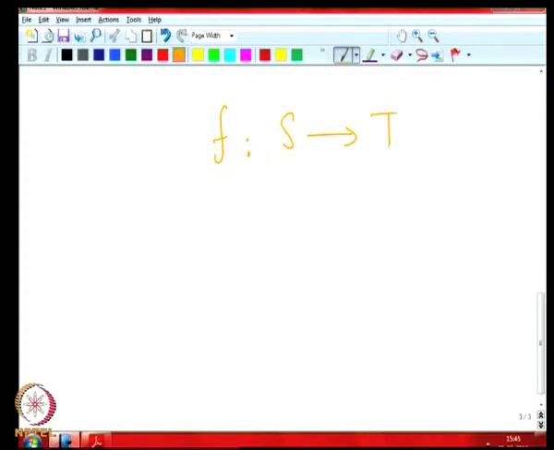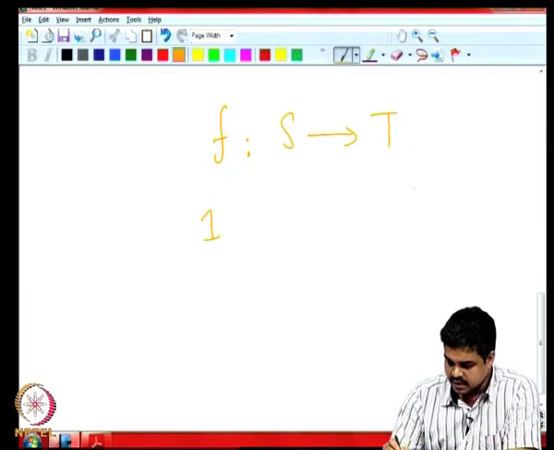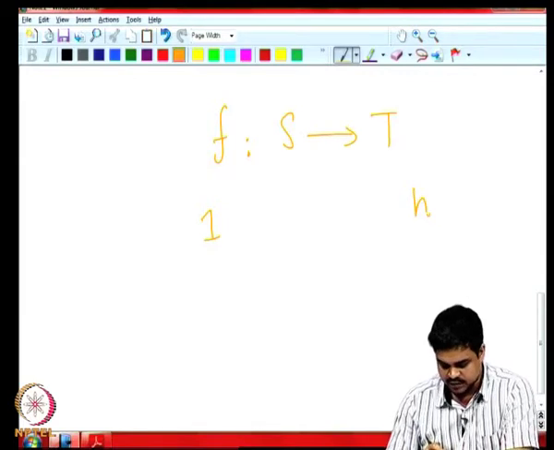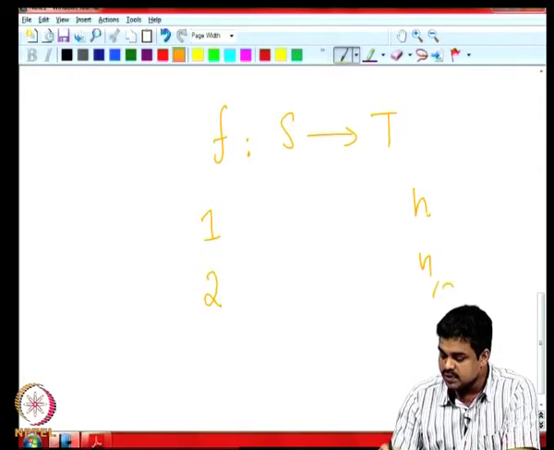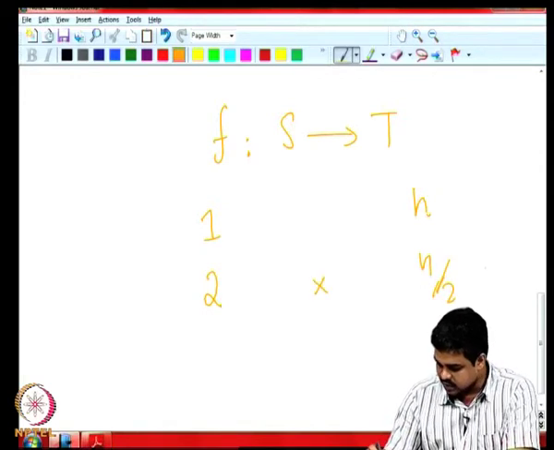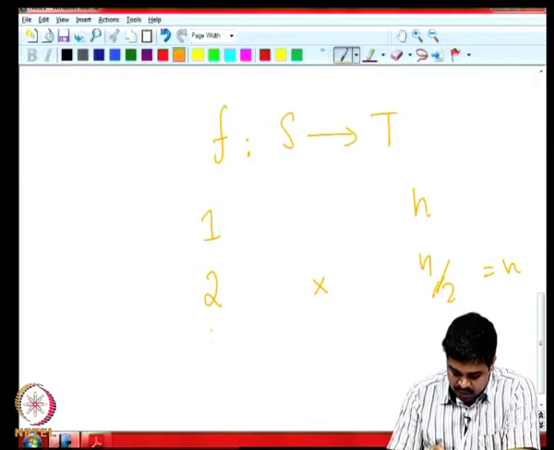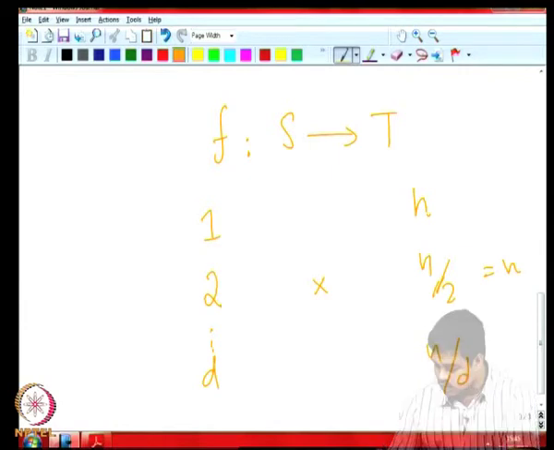How do we do this? The point to note is that if 1 is a divisor of n, then n itself is also a divisor. If 2 is a divisor, then n by 2 is also a divisor of n, because 2 into n by 2 is equal to n. Similarly, if d is a divisor, then n by d is also a divisor. This is what we are going to use in this bijection.